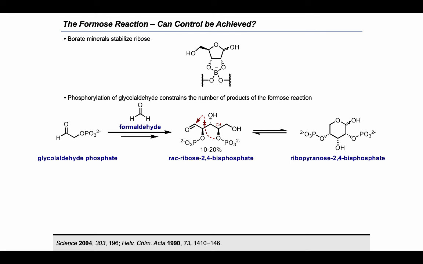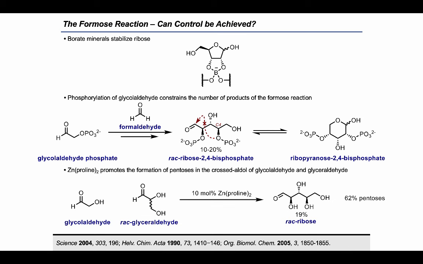For example, Eschenmoser has shown that the aldol reaction of glycolaldehyde 3-phosphate and formaldehyde can produce 10 to 20% of ribose 2,4-bisphosphate. However, the phosphate at the 4 position here prevents the formation of the ribofuranose that is used in canonical RNA. Additionally, zinc-proline complexes have been used for a pentose-selective crossed aldol reaction of glycolaldehyde and glyceraldehyde, which can form up to 19% ribose.